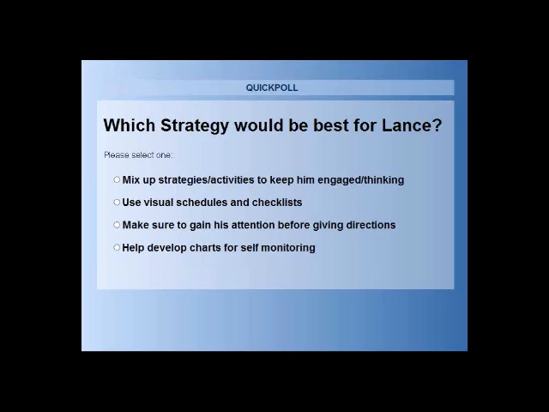And then begin to develop their self-monitoring skills so that they can chart their on and off task behavior. And once they become more aware of it, then it's easier to come up with solutions and guidance.